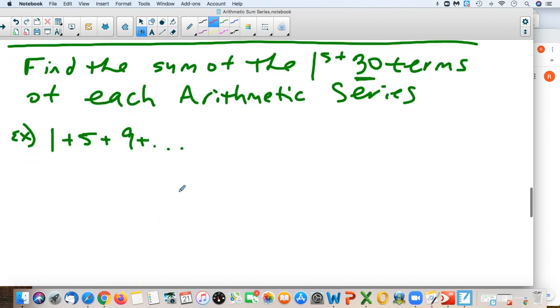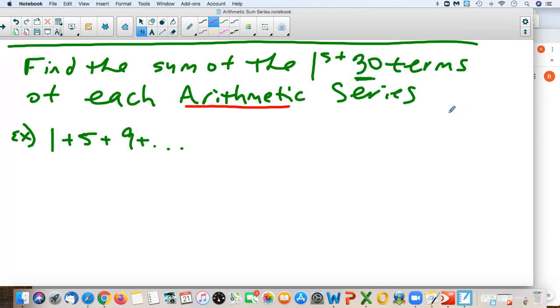Let's find the sum of the first 30 terms. Now, if you look at it, we're going to find the sum of the first 30 terms, but look, it goes 1 plus 5 plus 9 plus and so on. I was nice. I told you it was an arithmetic series, so we know we use arithmetic formulas. But let's make believe we didn't know that. Let's see if it does have a common difference.